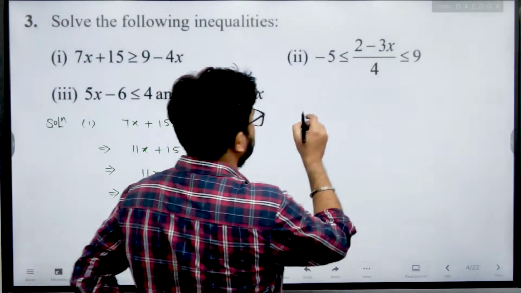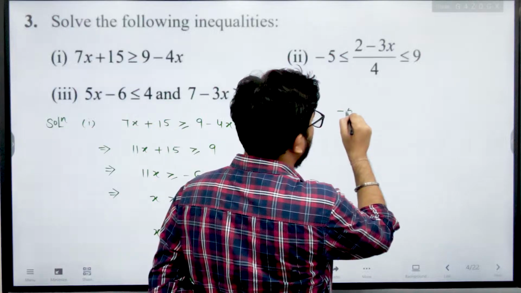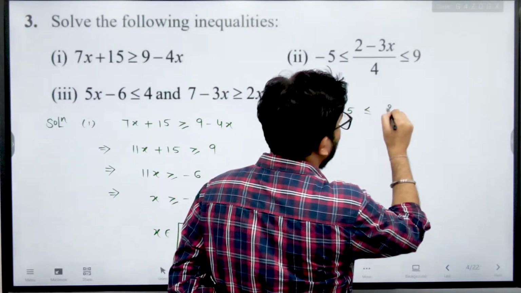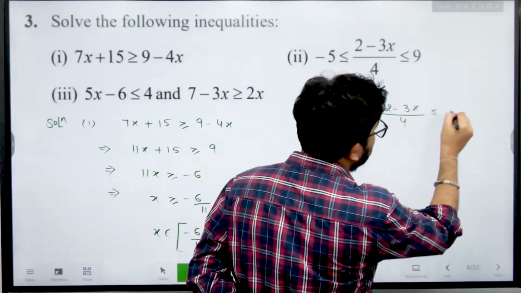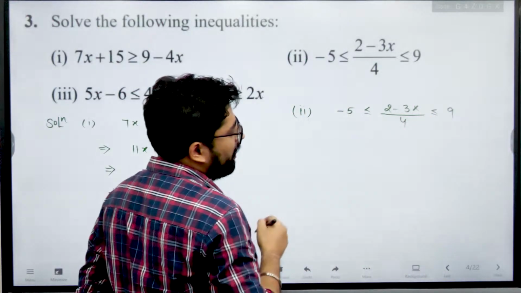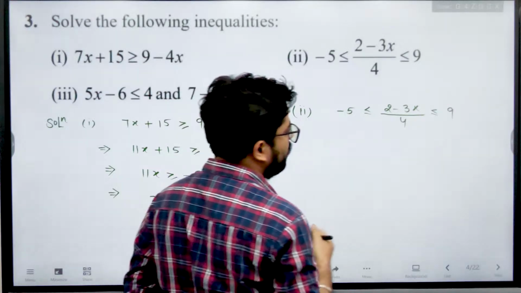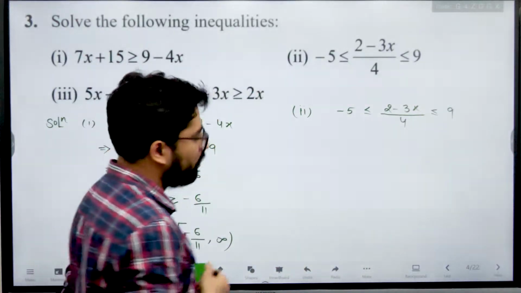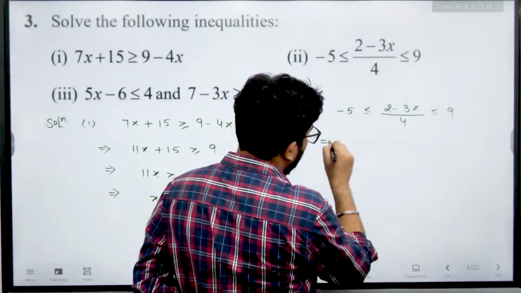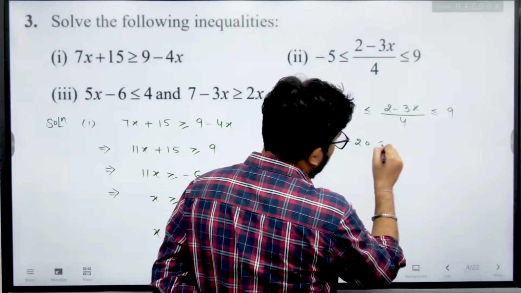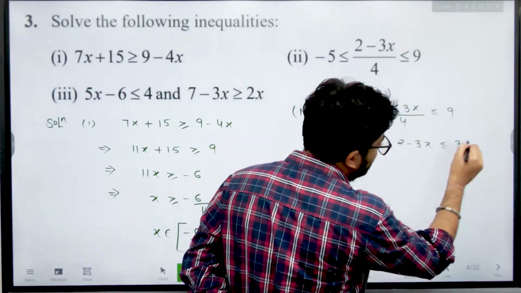Now second part is, for second part we have minus 5 less than equal to 2 minus 3x divided by 4 less than equal to 9. Now multiply both sides by 4. And this is a positive number, so inequality remains same. So this will be minus 20 less than equal to 2 minus 3x less than equal to 36.